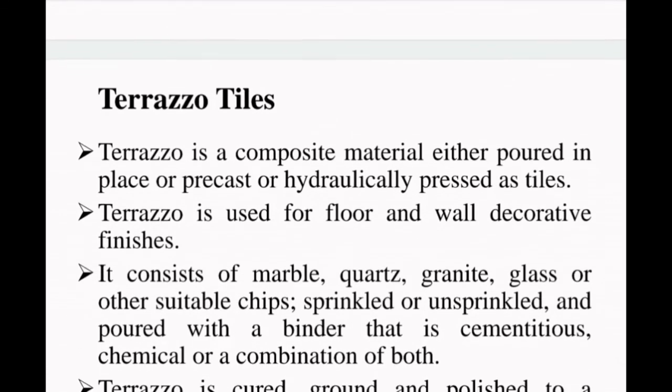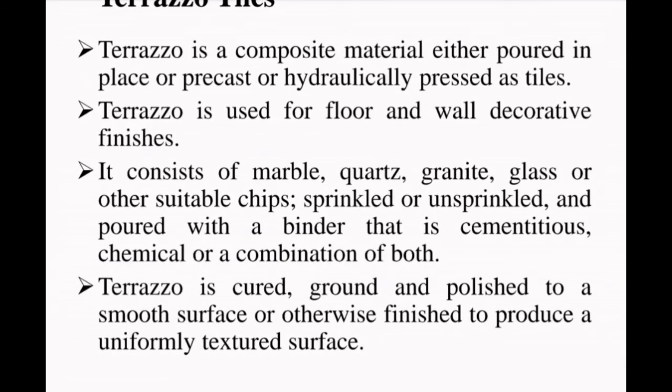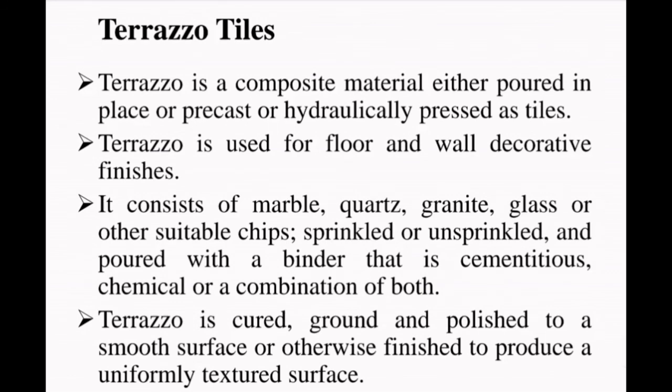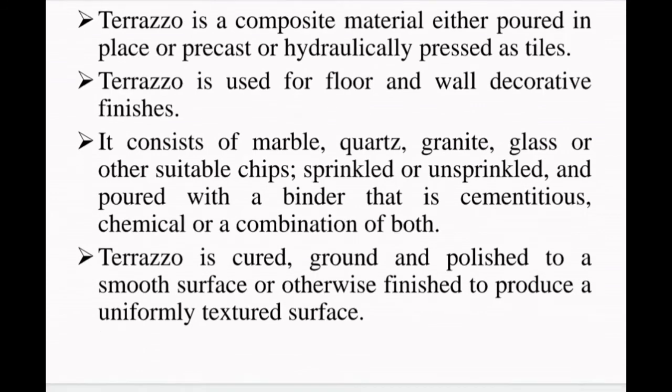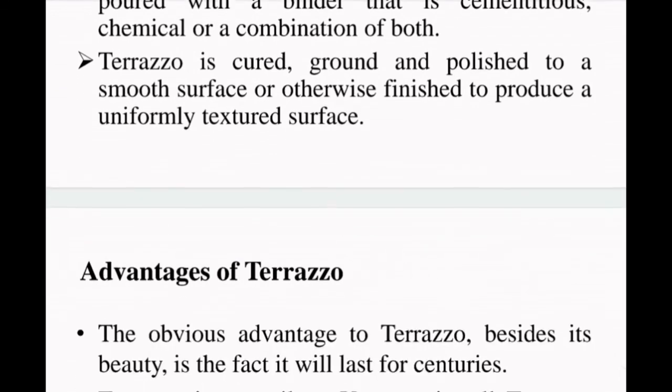And now we are going to see about terrazzo tiles. It is a composite material, either poured in place, precast, or hydraulically pressed as tiles, and is used for floors and wall decorative finishes. Terrazzo consists of marble, quartz, granite, glass, and other suitable chips, sprinkled or non-sprinkled. It is poured with a binder, which is cementitious, chemical, or a combination of both. The terrazzo is cured, ground, and polished to a smooth surface, and finished to produce a uniformly textured surface.